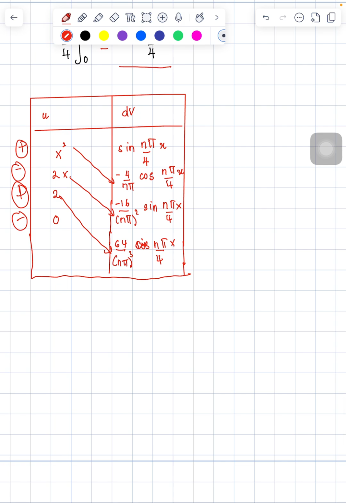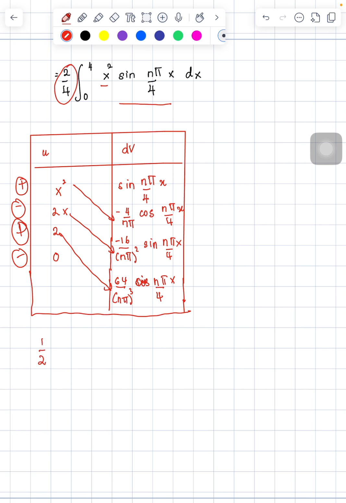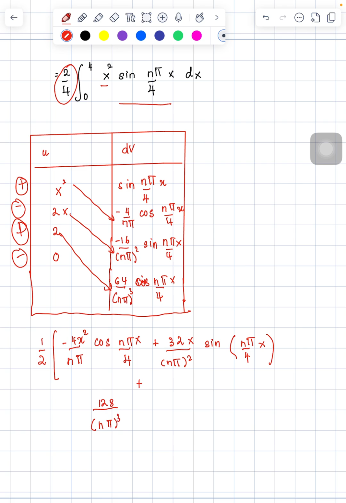Okay, we will get 1 over 2 in front, since we have 2 over 4, and 2 over 4 is 1 over 2. Remember to put 1 over 2, so negative 4x squared over n pi cos n pi x over 4 plus 32x over n pi squared sine n pi over 4 x plus 128 over n pi cubed cos n pi x over 4, with the interval from 0 to 4.